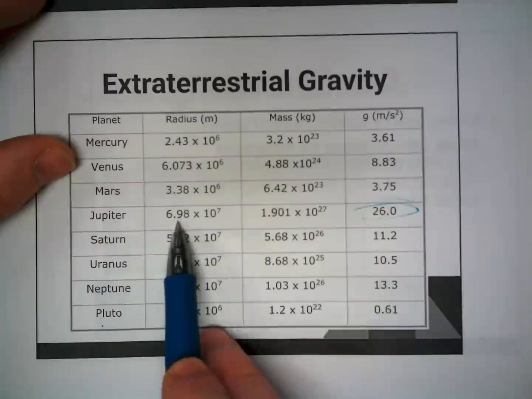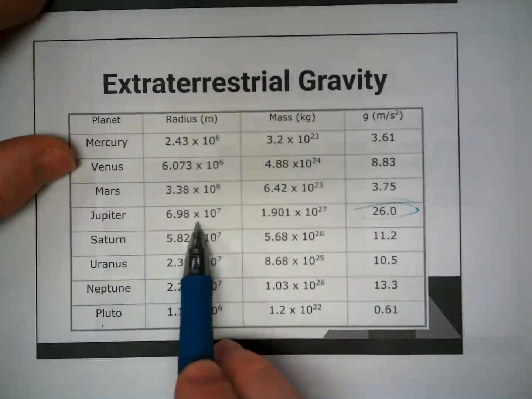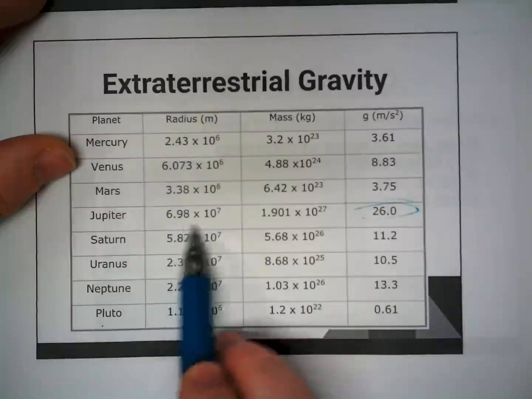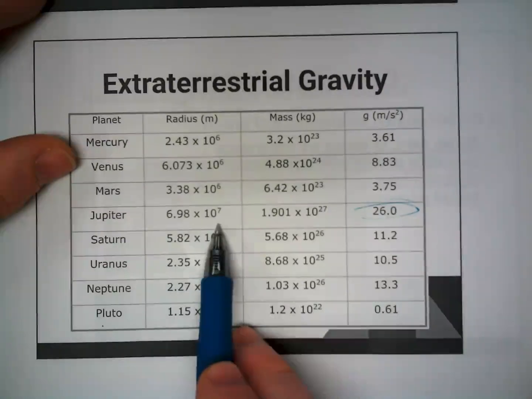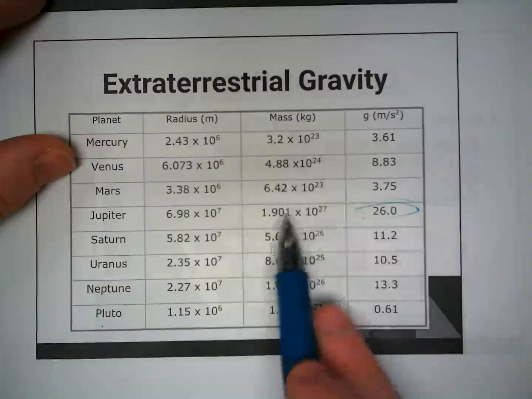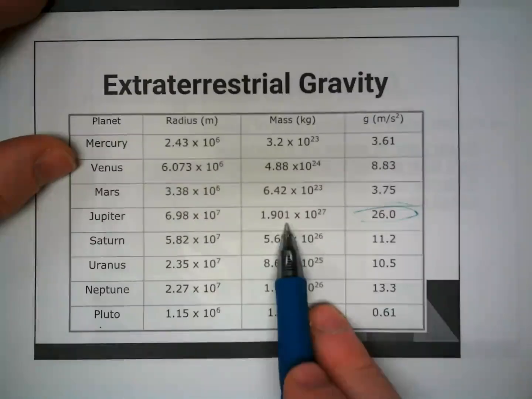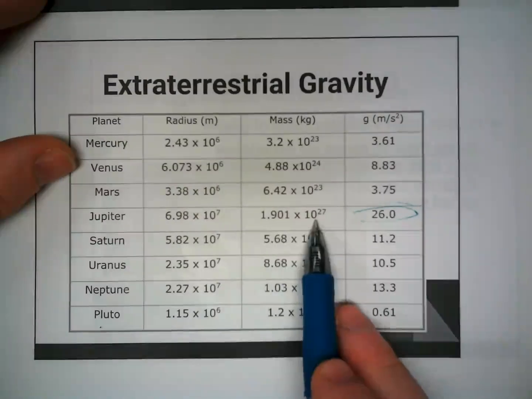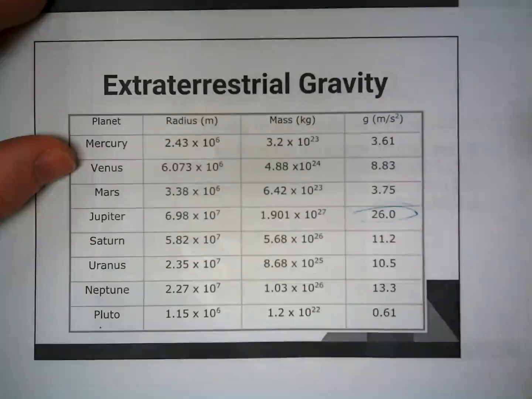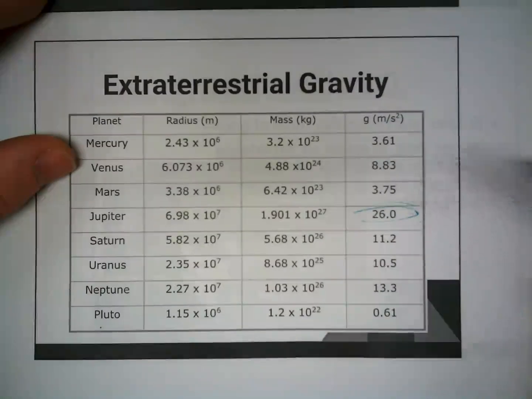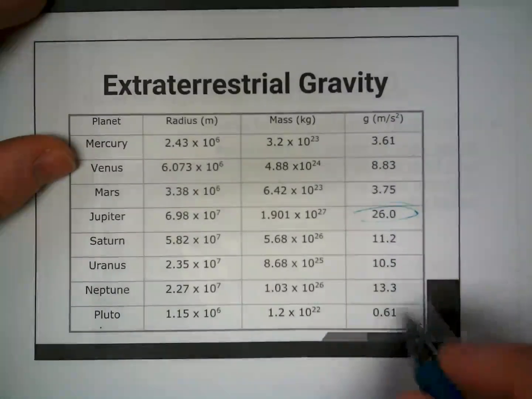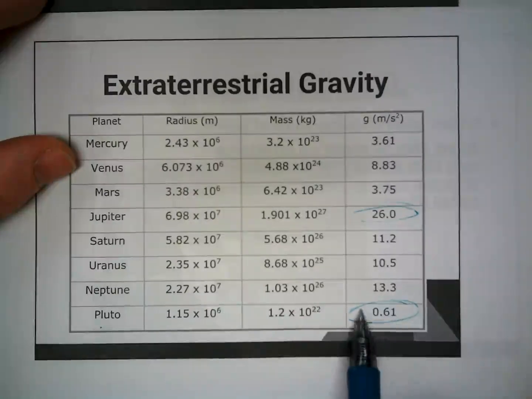Okay. Well, let's see what the radius is. It's about 6.98 times 10 to the 7th meters. Its mass is 1.901 times 10 to the 27th kilograms. Okay, that's cool. Well, let's take a look at what would have the smallest G.